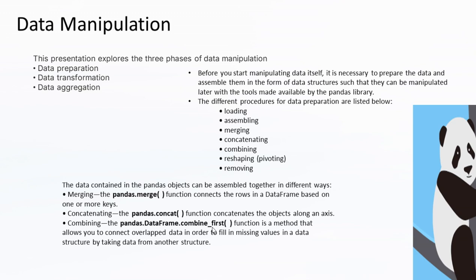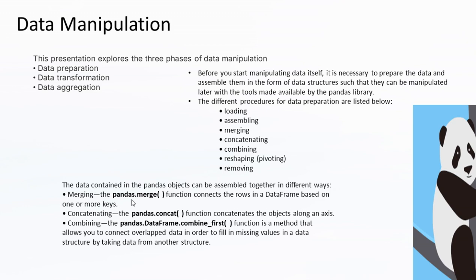Now, the data which is contained in the pandas objects can be assembled together in different ways, right? We can assemble these data objects in different ways, and three main techniques are merging, concatenating and combining. Today's session we are dealing only with merging.